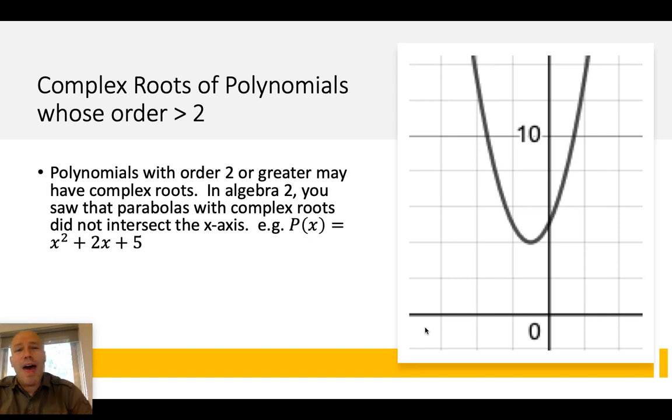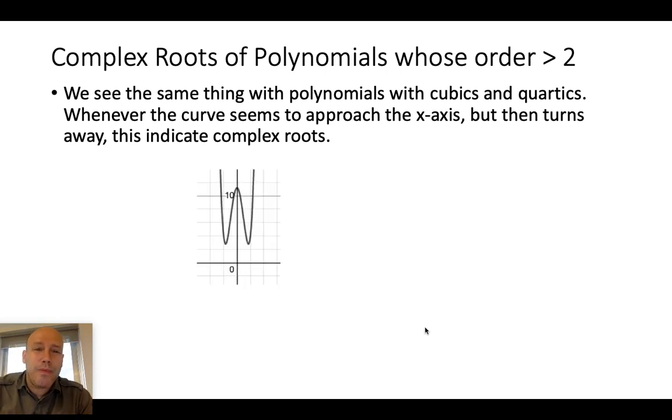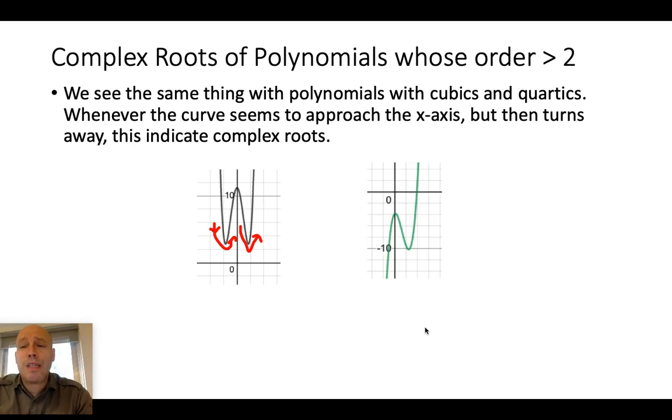For example, x squared plus 2x plus 5. We see the same thing with polynomials like cubics and quartics. Whenever the curve seems to approach the x-axis but then turns away, this indicates complex roots. So we see this quartic, and it doesn't really touch the x-axis, but there are roots. They're complex. Once again, we see the curve getting to the x-axis, but then turning away. Same thing here with this cubic.